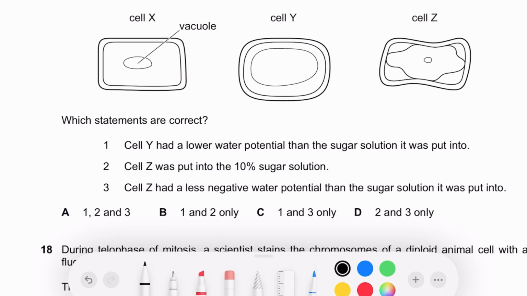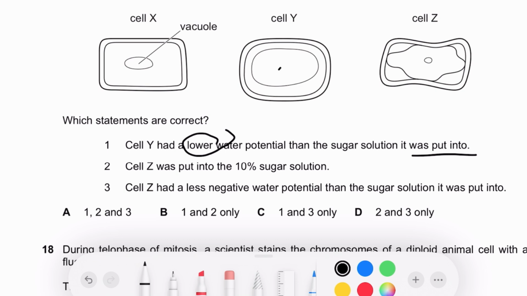Plant cells were put into one of three different concentrations of sugar solutions: 10%, 5%, 2.5%, and the cells were left for 50 minutes and observed using a light microscope. Which statements are correct? Cell Y has a lower water potential than the sugar solution it was put into. Let's see. Yes, it does have a lower water potential, and so that's why it's turgid, because it gained water. Since it has lower, and this here is higher, it's probably 2.5%.